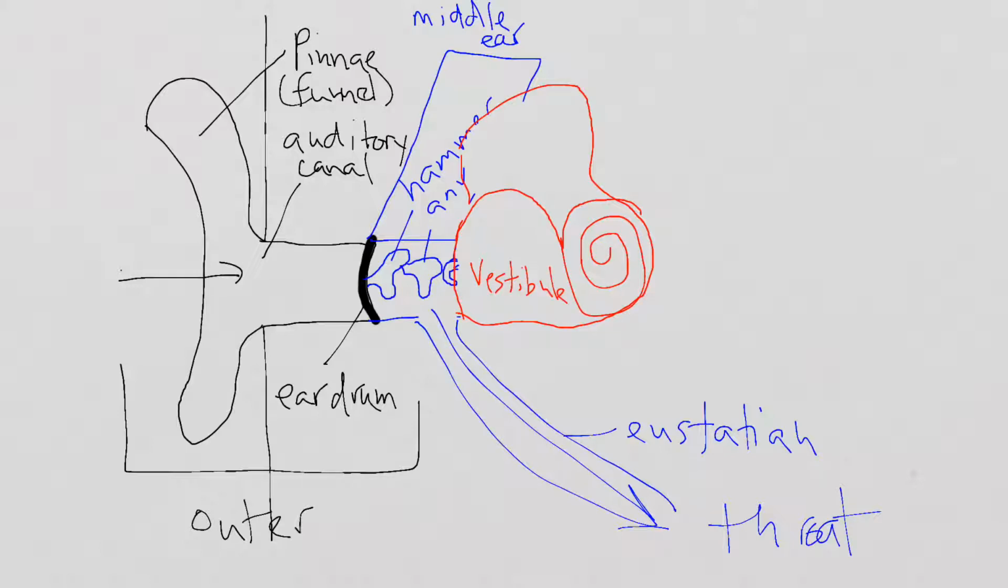And your vestibule is exactly that. It's a hollow chamber filled with fluid. So if a bone, like your stirrup here, is vibrating and whacking a fluid-filled chamber, what's going to happen to the fluid inside the chamber?